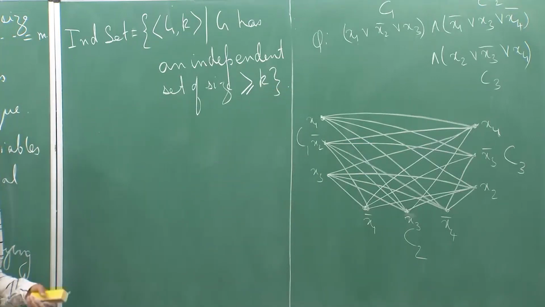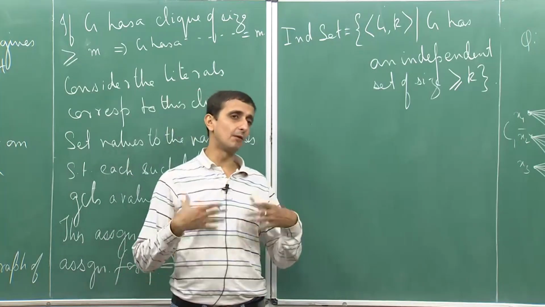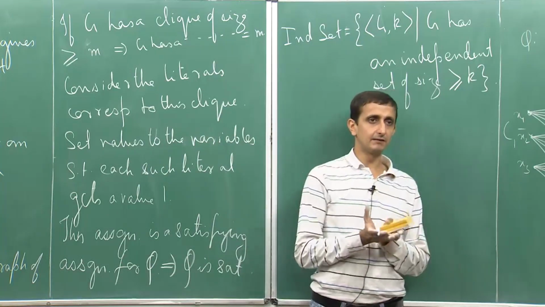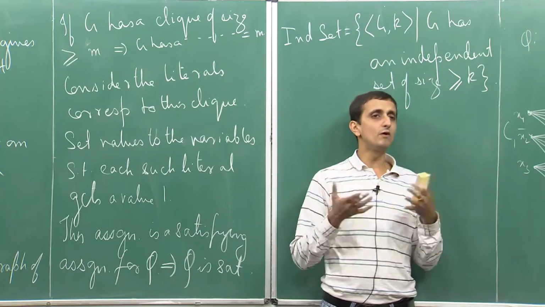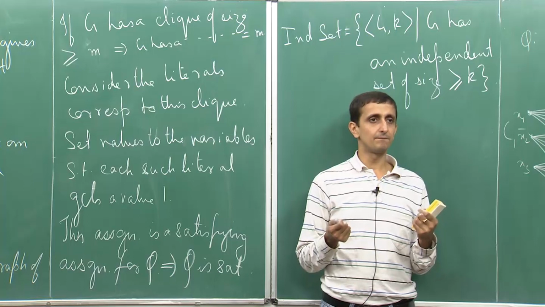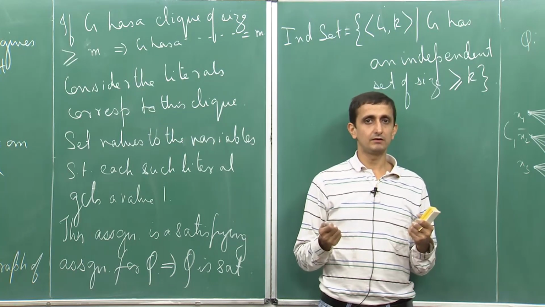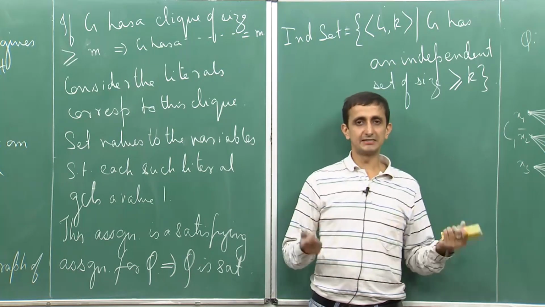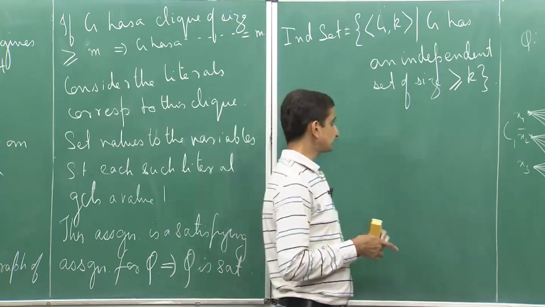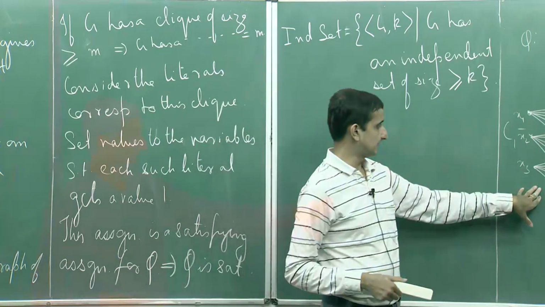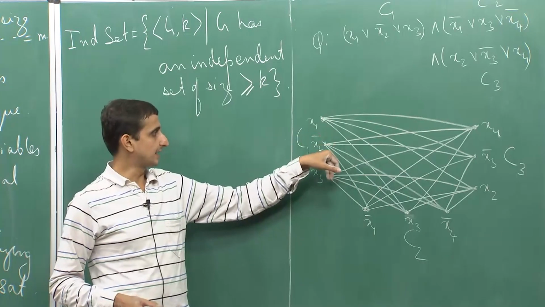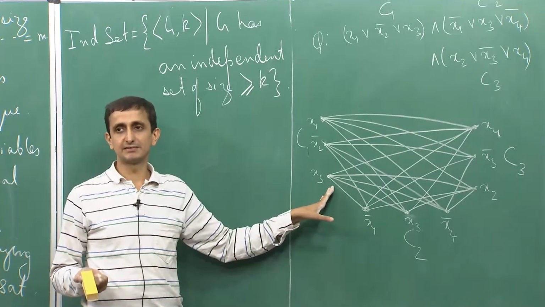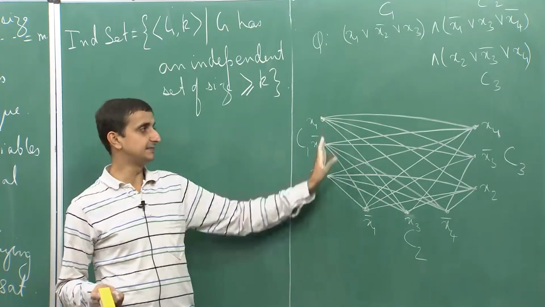So, what is an independent set? An independent set is basically just the opposite of a clique. If you have an independent set inside a graph, it just means that there are no edges between any pair of vertices in that set. So, S is an independent set if for every pair of vertices u, v in S, no edge exists. That is the definition. For example, in this graph example, if I look at x1, x2 bar and x3, these 3 vertices form an independent set of size 3 because there are no edges between these 3 vertices.